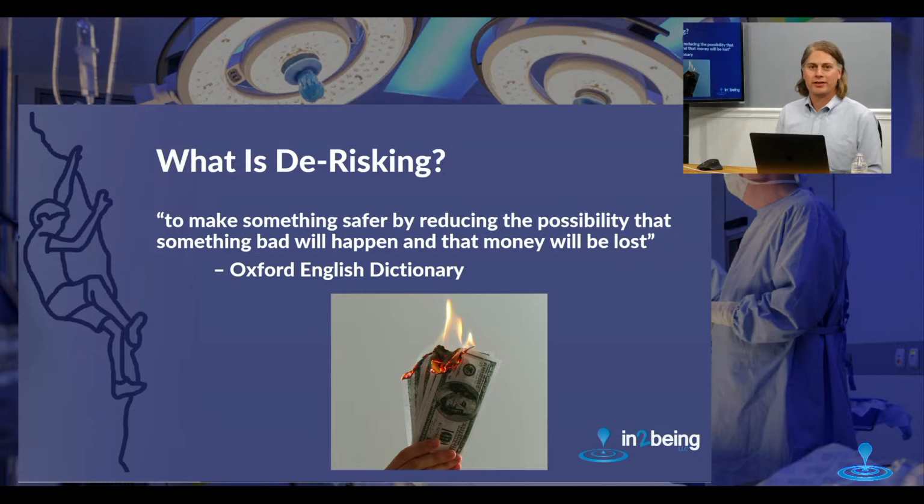Well, here's what the Oxford English Dictionary says about de-risking. It's to make something safer by reducing the possibility that something bad will happen and that money will be lost. Actually, I think that applies pretty well to most medical device development projects. That's really the goal. A bunch of money is going to be spent, a bunch of time. Got to make sure that there's a return on that investment. So de-risking goes hand in hand with getting a return on your investment. So we think it's a pretty important way to think about the development process.